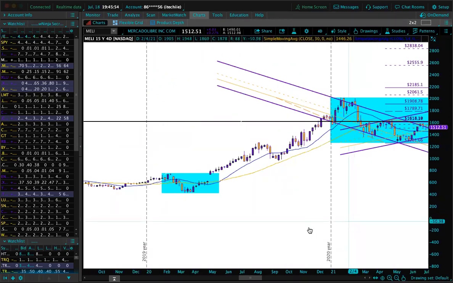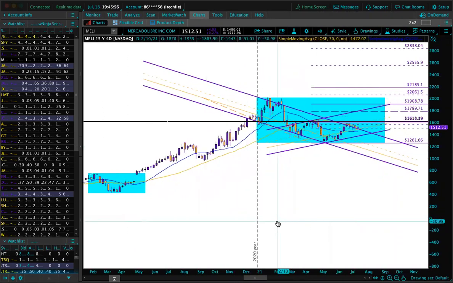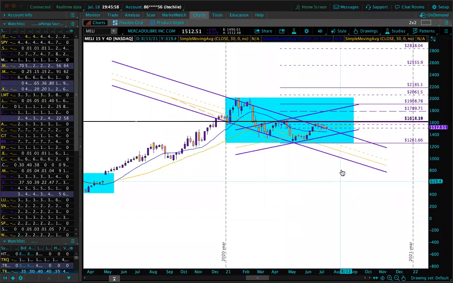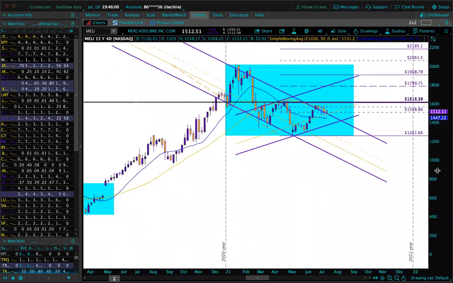I already drew my levels here. We have a nice bull flag and a cup and handle as well. But what mostly got me here is I'm targeting the actual 14 SMA on this 4D. Why? Because it has that head and shoulders look to it. You have a right shoulder possibly forming here.